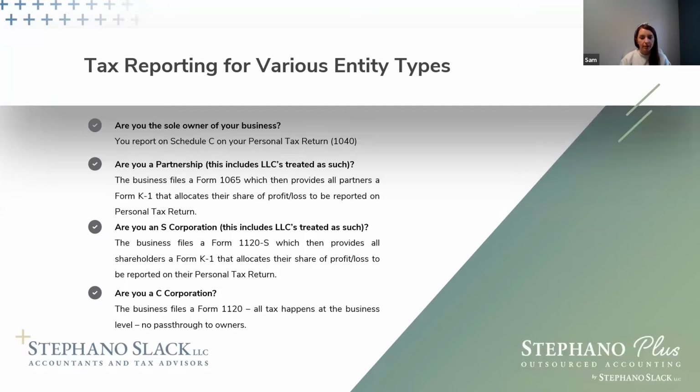A partnership, and there are LLCs that are treated as a partnership, which is a very common ownership situation for startups. You're filing a Form 1065, which is a partnership return, and this provides K-1s to all partners, and this means that the business is not paying the tax. The partners of the business are the ones who will pay the tax or get the loss. So everything from a partnership goes through to the partners.